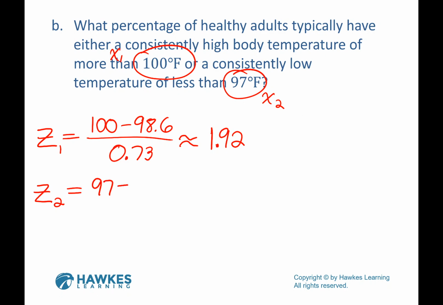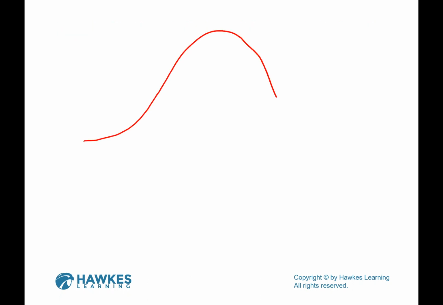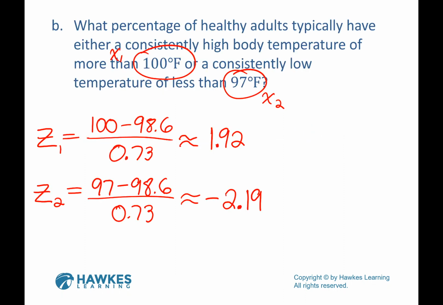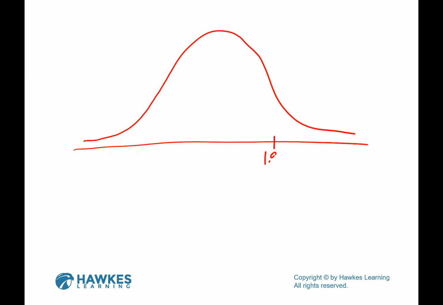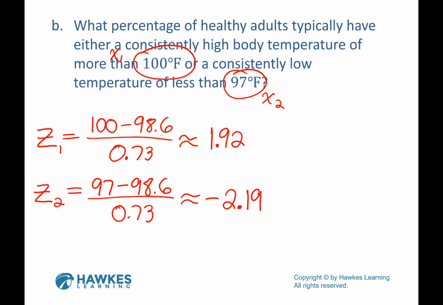For the second one, 97. And 97 minus 98.6, and then divide by 0.73. That one I get negative 2.19. So then if we make a little sketch, and you can probably pick it up from the wording here, but sometimes a little sketch helps. What's going on? We've got our curve. We've got two z's on there. We've got 1.92. We've got negative 2.19.